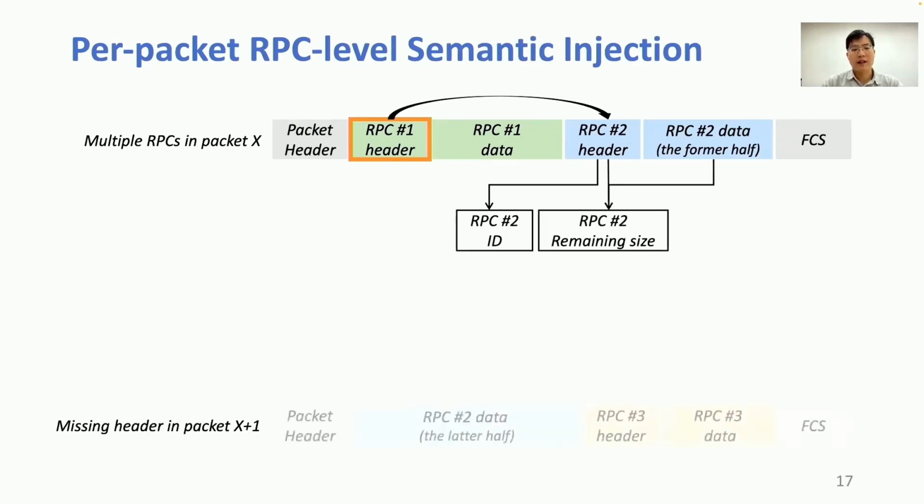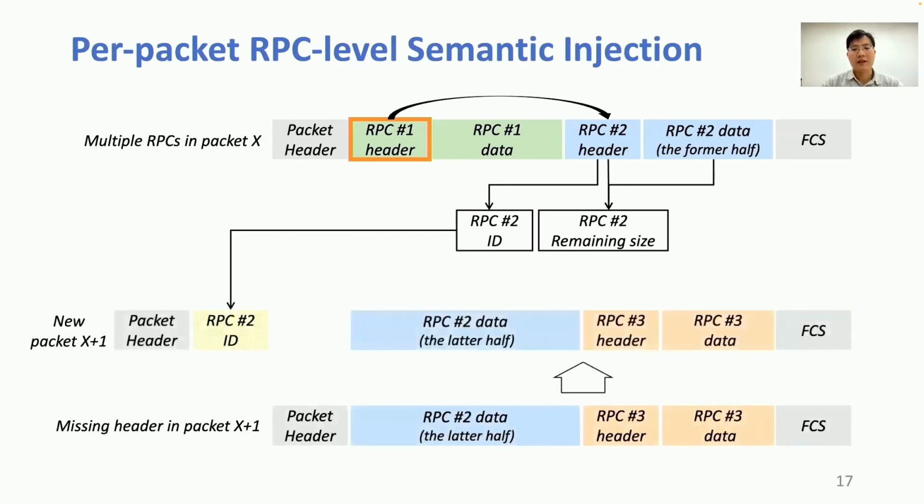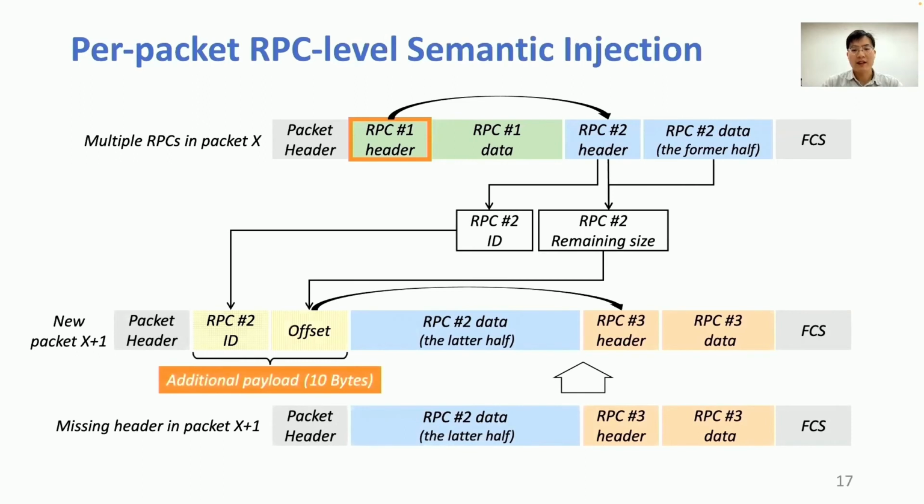For the next packet, due to the lack of RPC ID2, we first insert the ID after the header. Then, for indexing to the header of RPC3, we insert the remaining size of RPC2 after the ID. By adding only 10 bytes in some packets, we make it easy for programmable NIC and switch to obtain RPC semantics.